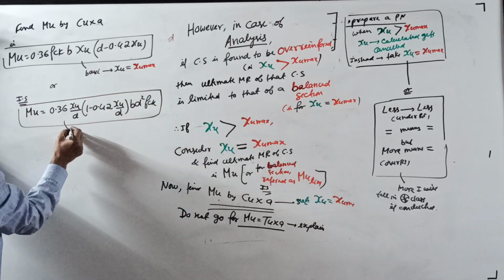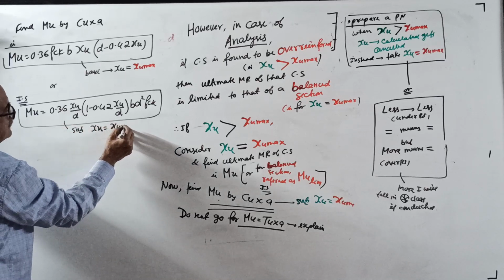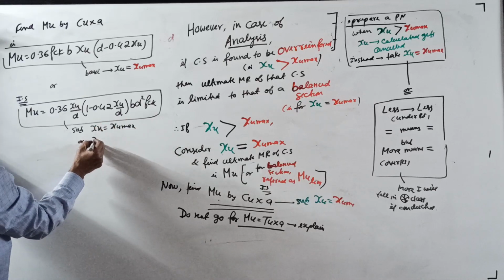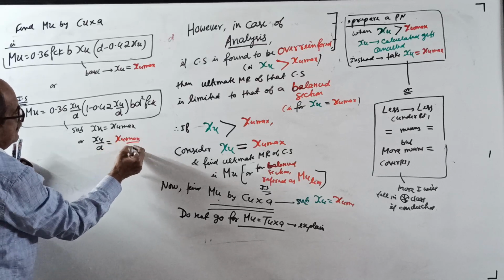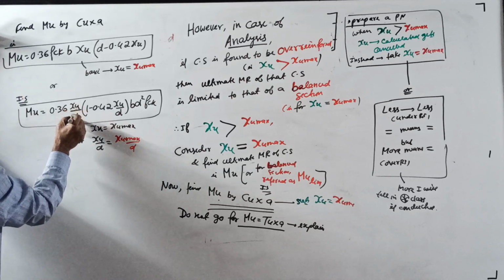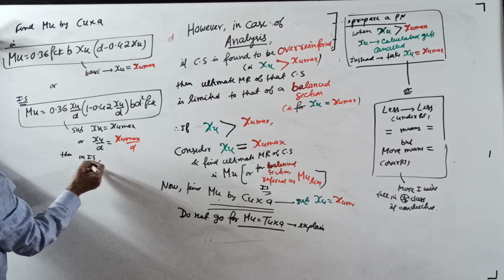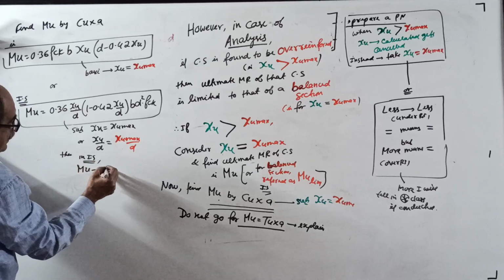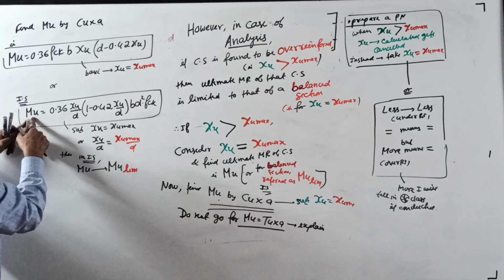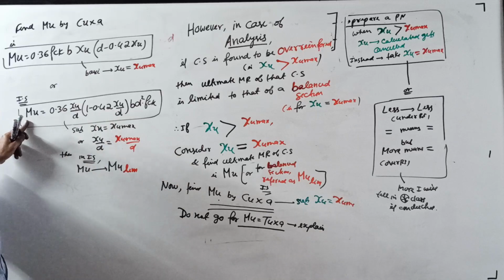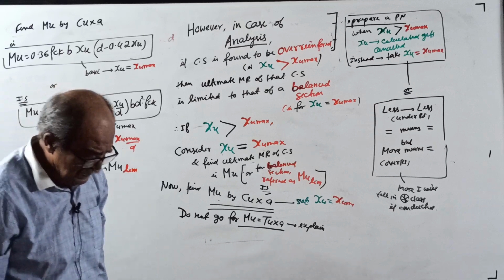Here, what you do? Substitute XU equal to XU max, or you can tell XU by D equal to XU max by D. Then, when this XU by D becomes XU max by D, in IS code that MU is called MU limit. Now, this is the expression for MU. Consider only CU into A.